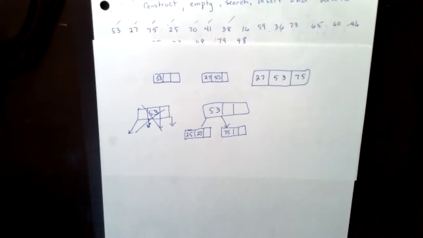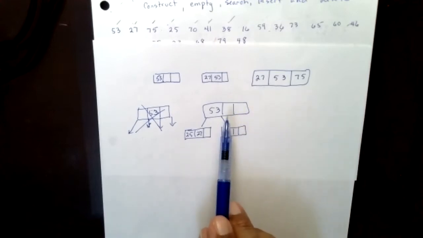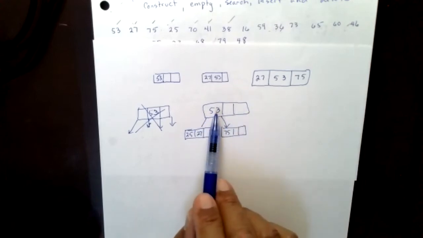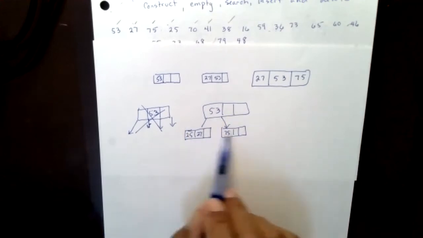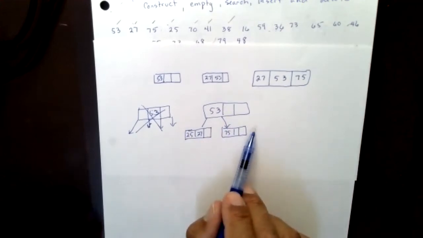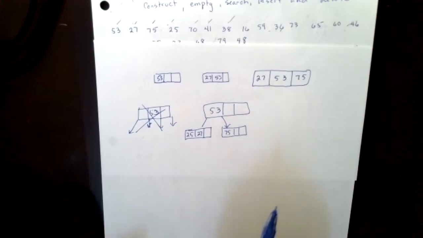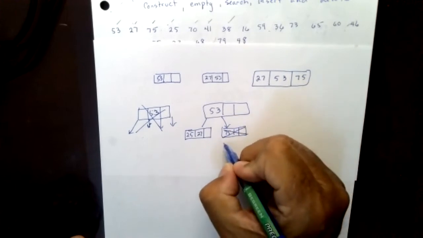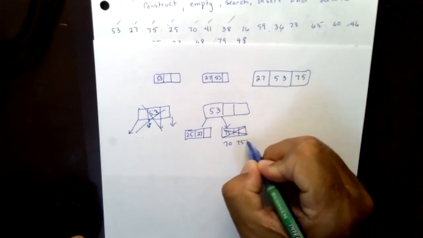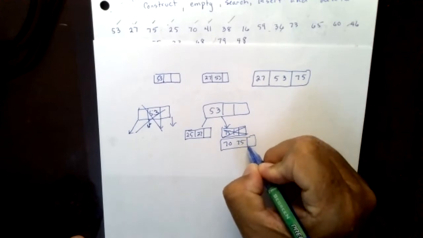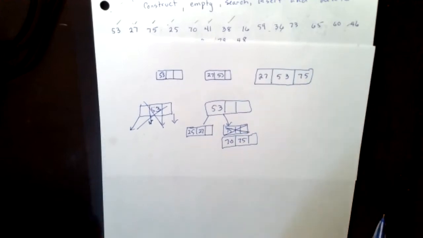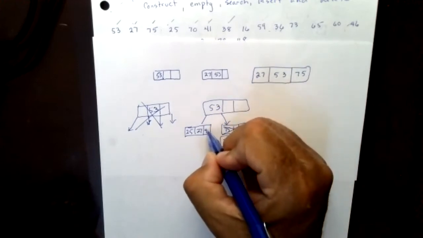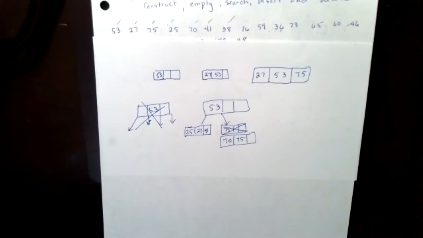Next number I want to insert is 70. Now, I don't keep filling the top because I have a new level. I'm going to keep filling this level. When this level is full, we'll see what happens. So now I have a 70. That's going to come into here and bump 75 over. I have 41. That's less than 53. That's going to slide in there really nice.